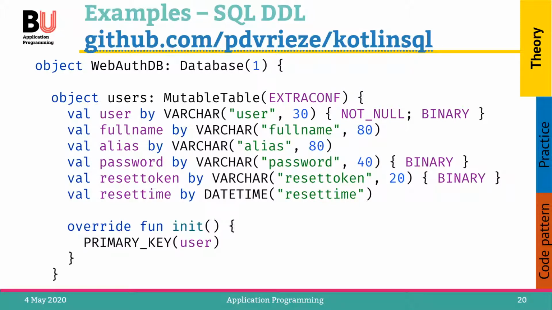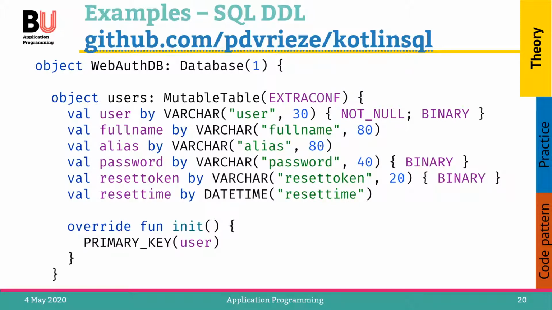But this is a DSL I created for creating a database. So you can have multiple users. What you do is, this is a database, and inside the database there's a number of tables. In this case, extra conf allows you to pass some extra information to, in this case, MySQL that says, okay, this is the character set to use and stuff like that.